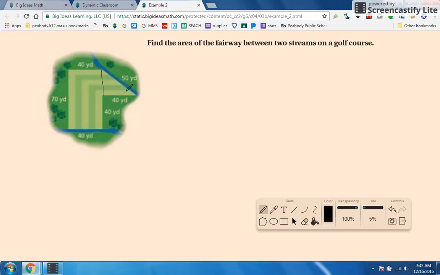For the triangle, we have the base right here, which is 40. We need to figure out what the height is. If the entire height from the bottom all the way to the top is 70, and from here to here is 40, that means this has to be 30, because 40 plus 30 is 70, and they both have to match. So now I have my base and my height. I'm going to do 40 times 30, base times height.